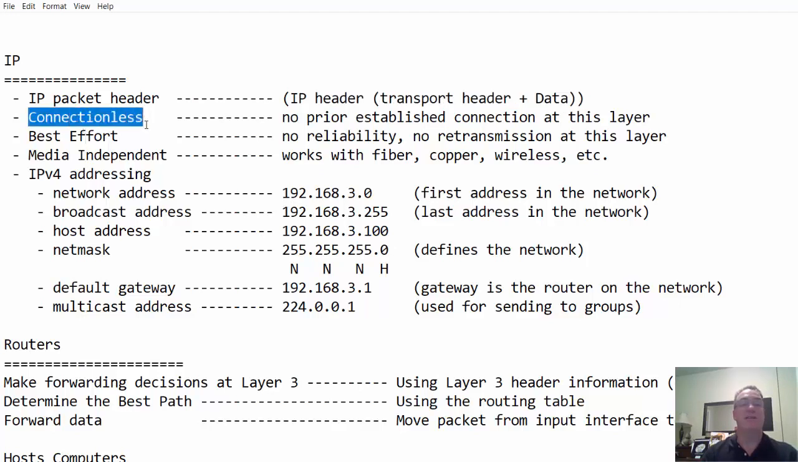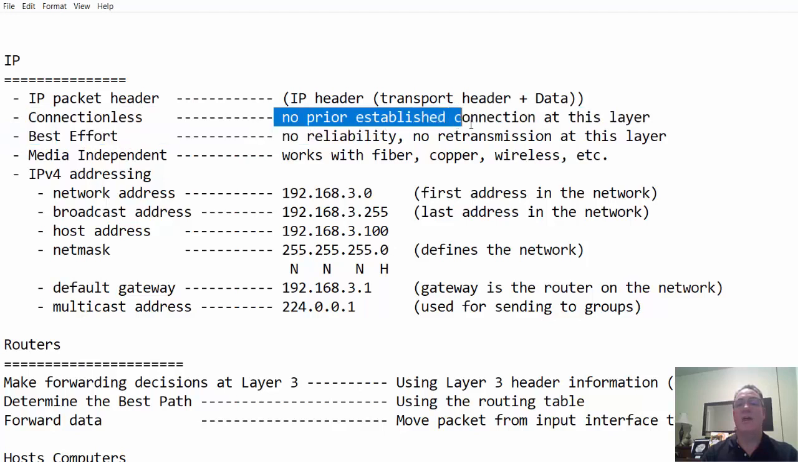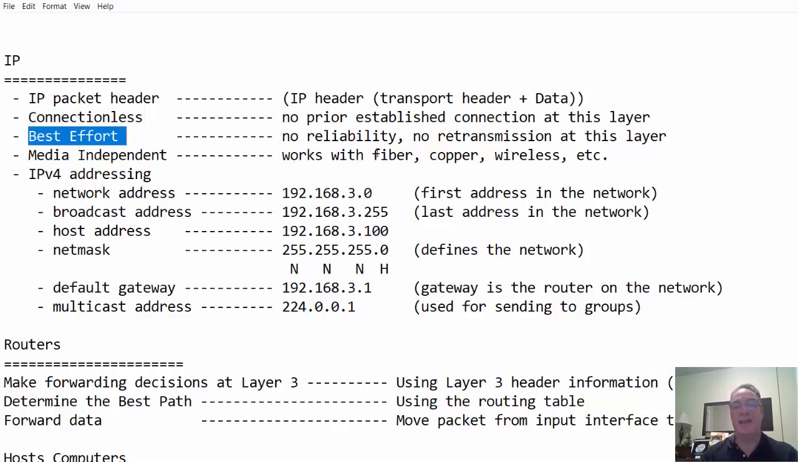IP is connectionless, meaning there doesn't need to be a prior established connection at this layer. And what I mean by that is, like at the transport layer, we had the 3-way handshake. That's a prior connection. In other words, layer 4 is handling the prior connection, the 3-way handshake. But with IP at layer 3, no prior established connection is required. It's also considered a best effort protocol. There's no reliability built in at layer 3. There's no retransmission of the packets at this layer. That's also handled by TCP at layer 4.